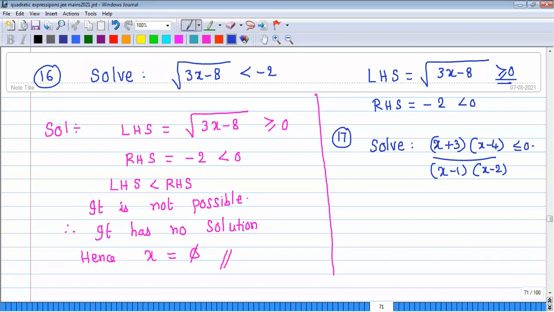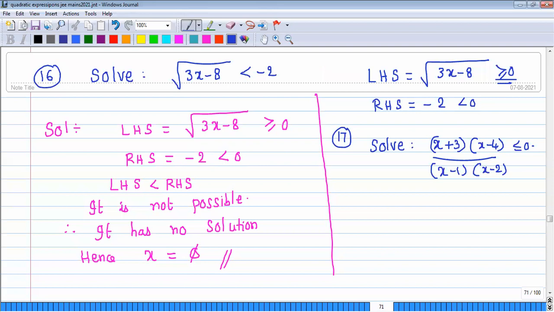Take the left hand side, multiply both numerator and denominator with (x minus 1)(x minus 2). What do you get? (x minus 1)(x minus 2)(x plus 3)(x minus 4) upon (x minus 1) whole square, (x minus 2) whole square less than or equal to 0. (x minus 1) whole square (x minus 2) whole square is greater than 0 for x does not equal 1, x does not equal 2.